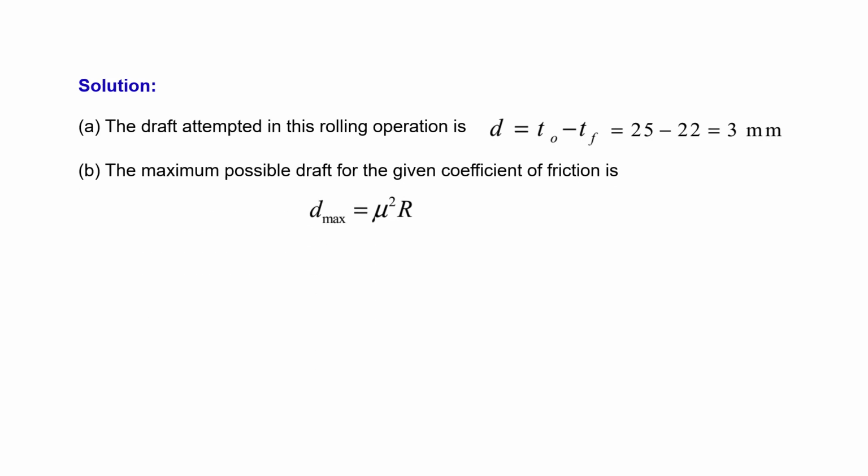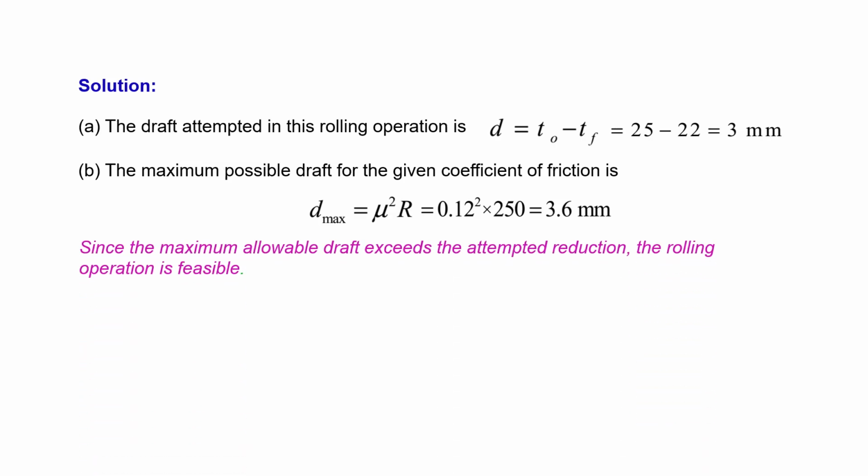So the maximum possible draft for the given coefficient of friction is going to be calculated by the equation of mu squared multiplied by R. Our mu was 0.12 and our R is 250 millimeters. So 0.12 squared multiplied by 250, and this will give me 3.6 millimeters. 3.6 obviously is more than the 3, and thus we can say that the rolling operation is going to be feasible.